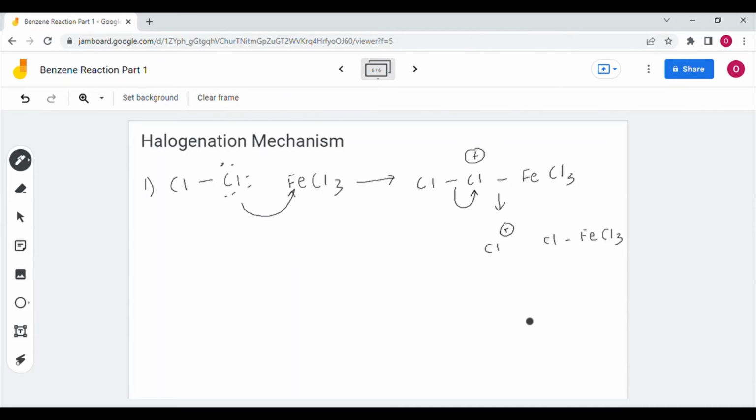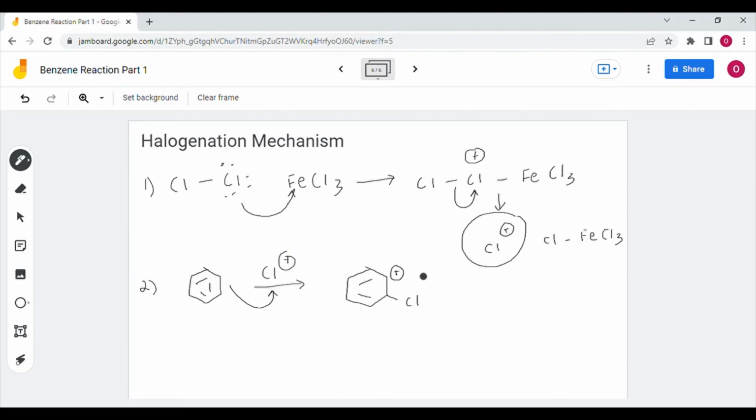ClFeCl3, or more commonly known as FeCl4-. Now the second step is the electrophilic attack. You have benzene here react with Cl+, which comes directly from the molecule we just produced. This electron is going to attack Cl+, thus forming this molecule. And now we have a plus charge here.